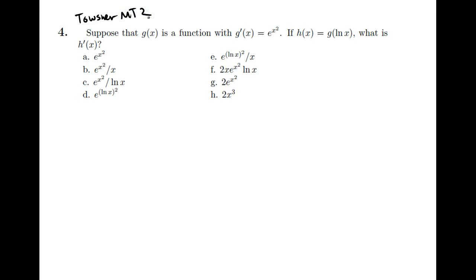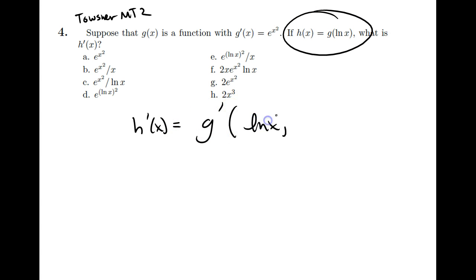Suppose g of x is a function with g prime of x equal to e to the x squared. If h of x is g of log x, what is h prime of x? So h prime of x equals g prime of log x times 1 over x.